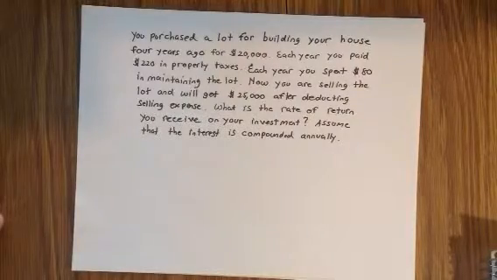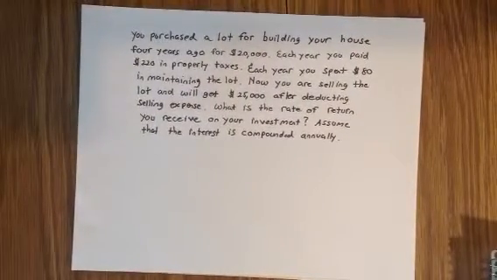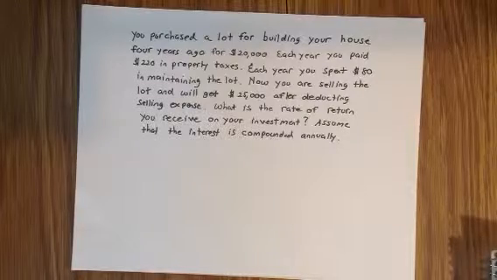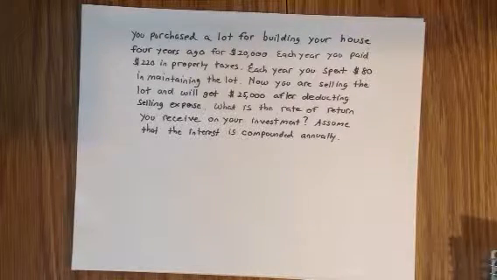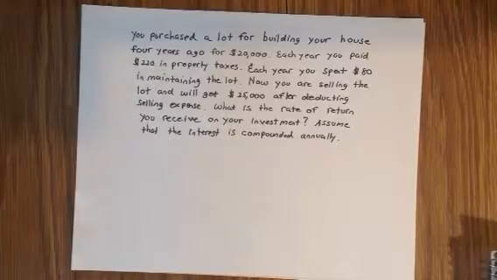Our statement reads: you purchased a lot for building your house 4 years ago for $20,000. Each year you paid $220 in property taxes. Each year you spent $80 in maintaining the lot. Now you are selling the lot and will get $25,000 after deducting selling expense. What is the rate of return you receive on your investment? Assume the interest is compounded annually.